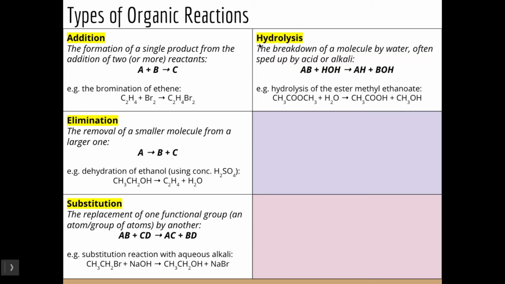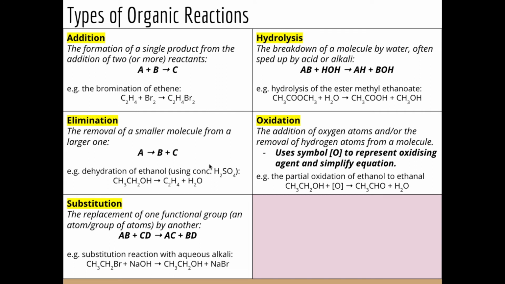So let's break this down. Hydro, something to do with water. Lysis, to do with breaking down something. Breaking down a molecule with water, often sped up by an acid or alkali. So we get our molecule here, AB, and we react it with our water, H2O, and we break that down into something else. An example, hydrolysis of the ester methyl ethanoate. So we've got a molecule here, we react it with water, and we break it down into two other things.